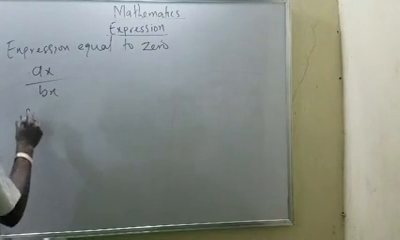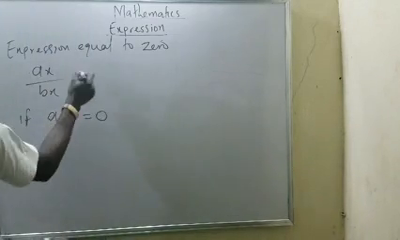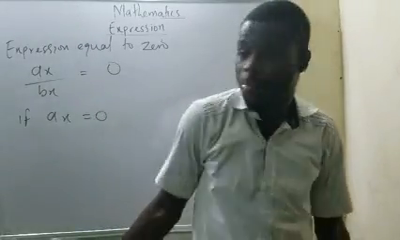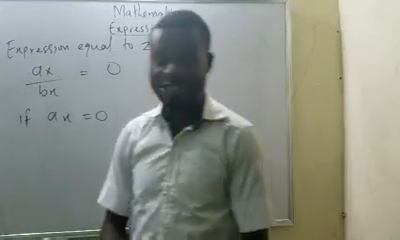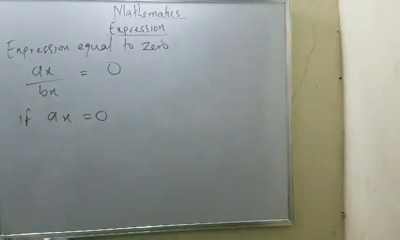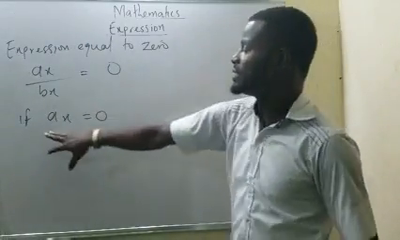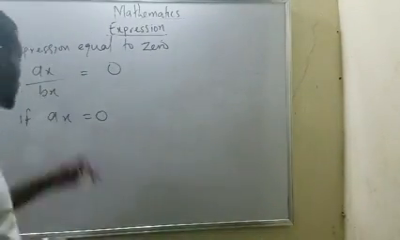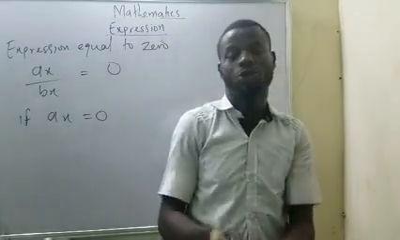Now, when the story changes, like we have a of x all over b of x, if a of x equals 0, it means the expression will equal 0. The condition is that the upper part must equal 0. Once the upper part equals 0, the whole fraction will equal 0, no matter what the denominator is. At this point, the numerator is what we are working towards.